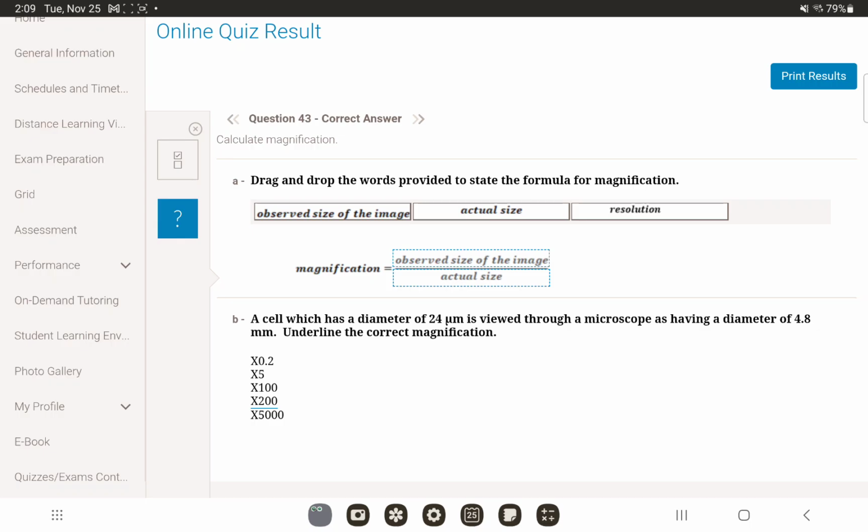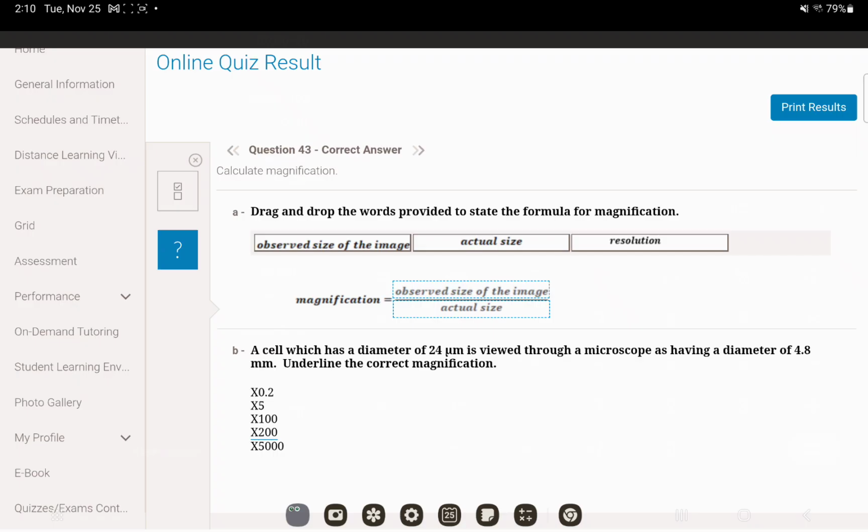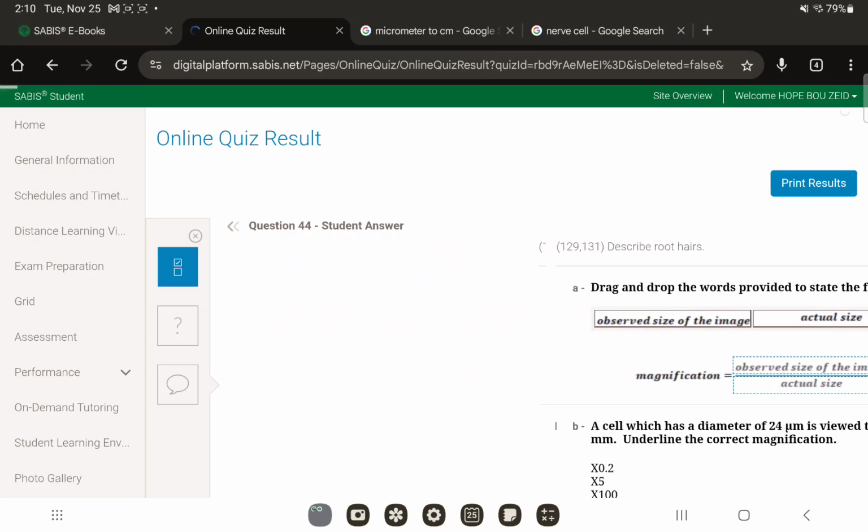Underline the correct magnification. The first thing you have to do is change the units so that they'll be the same. So 4.8 times 1,000 would be 4,800, which is the observed length, divided by the actual size, which is 24. So 4,800 divided by 24 is 200. So 200x is the magnification.